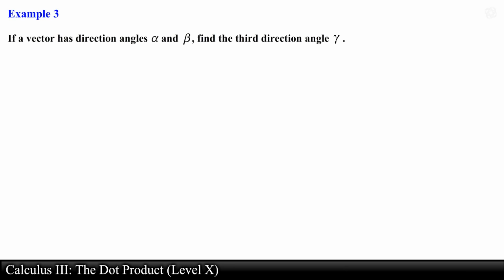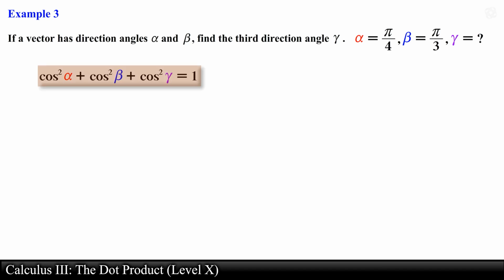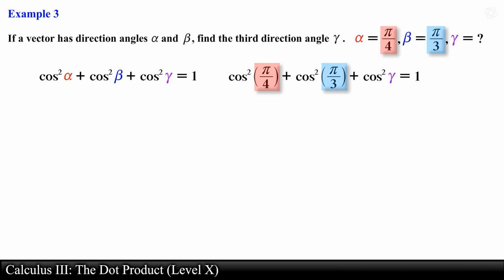If a vector has direction angles alpha and beta, find the third direction angle, gamma. Alright, here we're given two of the direction angles of a vector in space. We are asked to find gamma, the direction angle that the vector makes with the unit vector k hat. We can easily find this value by using the relationship cosine of alpha squared plus cosine of beta squared plus cosine of gamma squared is equal to 1. Let's go ahead and substitute these angles into the expression.